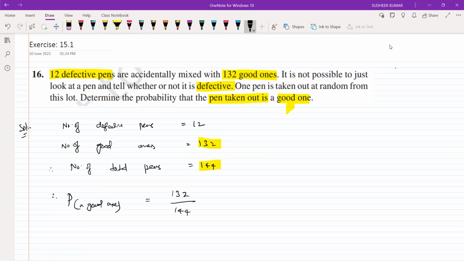Which is 11 by 12. Twelve elevens are 132 and twelve twelves are 144, so the answer is 11 by 12. That's it.